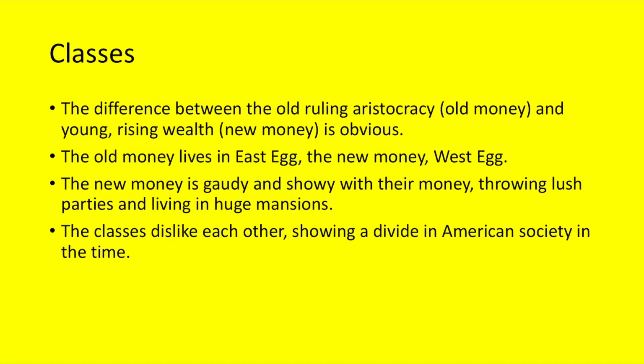The second key theme is class. So the difference between the old ruling aristocracy, which is old money, and young rising wealth, new money, is very obvious. And old money lives in East Egg, whilst the new money lives in West Egg. And new money is portrayed in the book as gaudy, very showy, throwing very lush parties and living in large mansions. And the classes dislike each other, showing a divide in American society at the time. And obviously the fact that Daisy in the end chose Tom illustrates the fact that old money and new money can never quite reconcile.